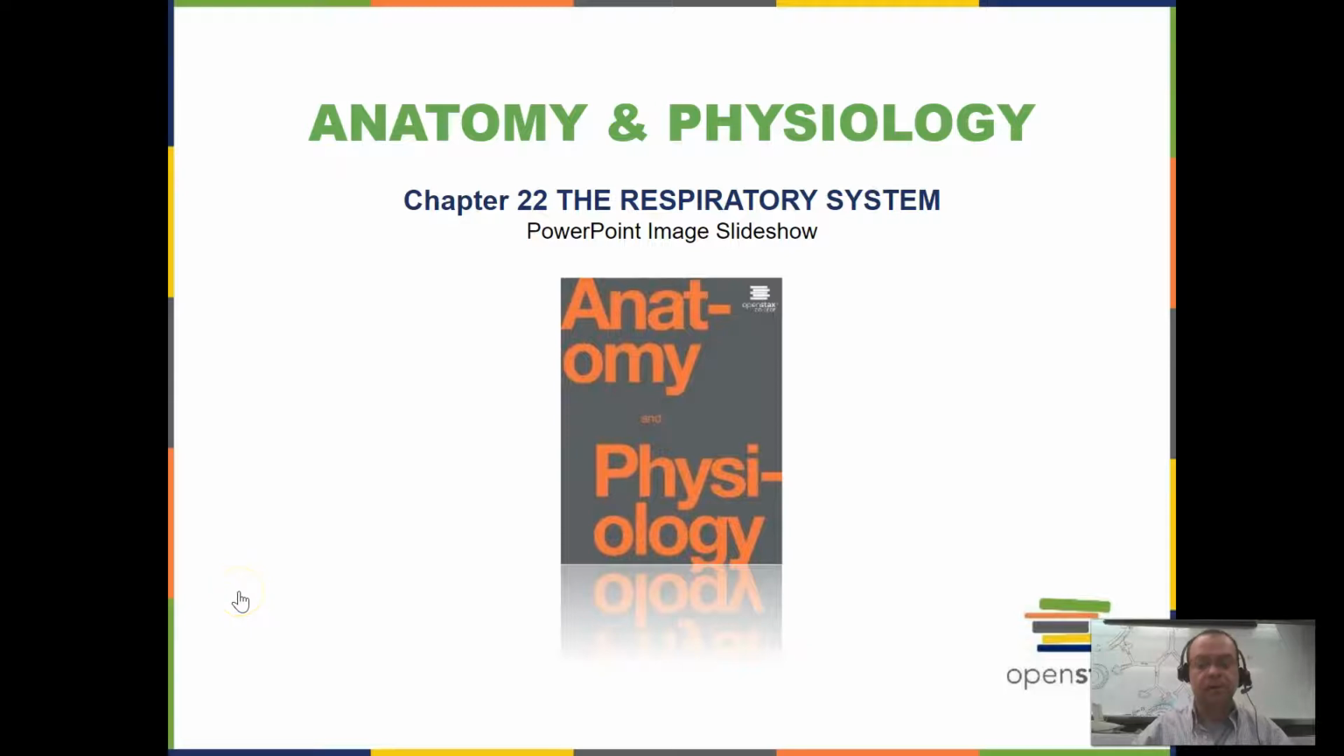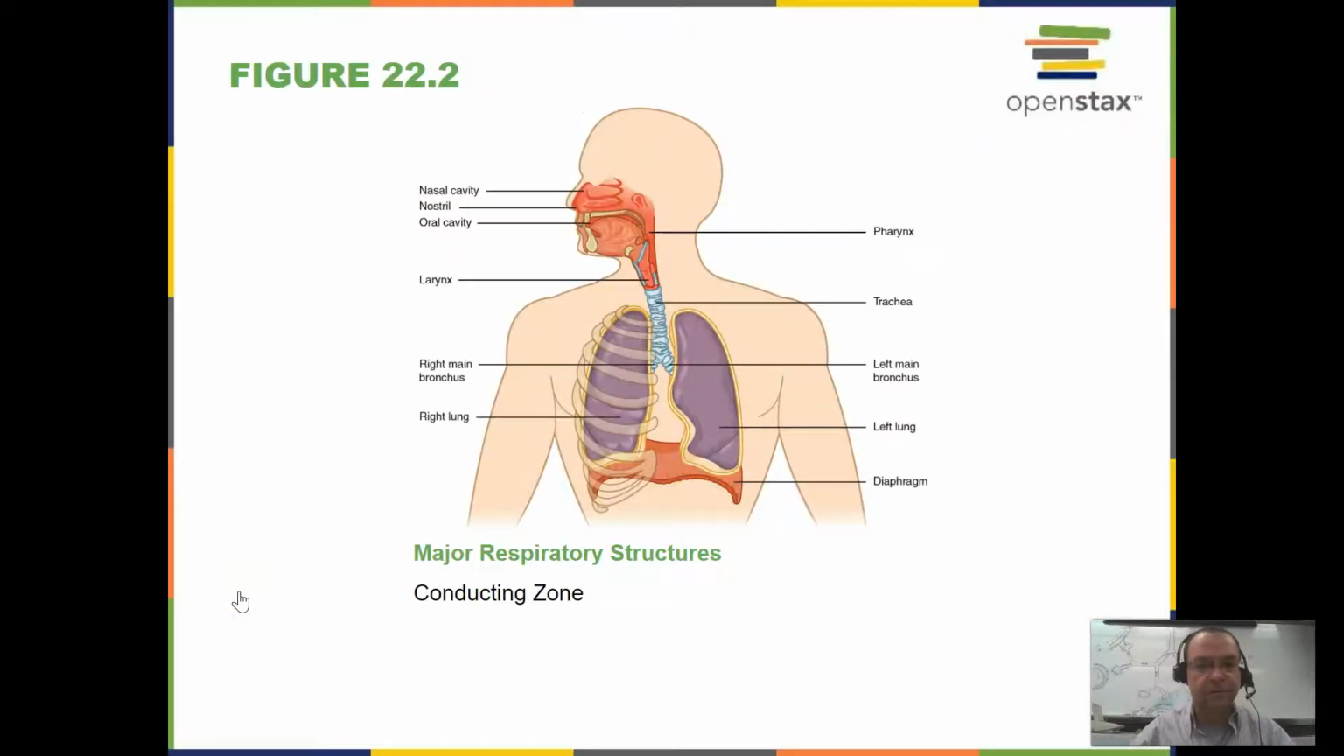Okay, so let's take a look at some respiratory anatomy. So here we've got the nasal cavity, here you've got the oral cavity, and they both join posteriorly in a structure called the pharynx. Here's the larynx, which is the voice box. Here's the trachea, which is the windpipe, and it splits off and goes to the right lung and to the left lung. And the smaller tubes are called bronchi.